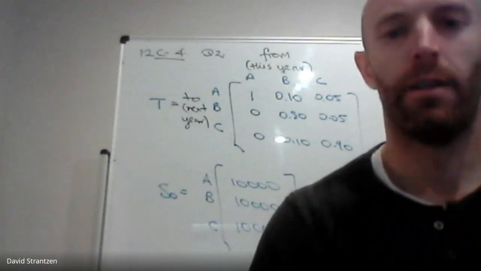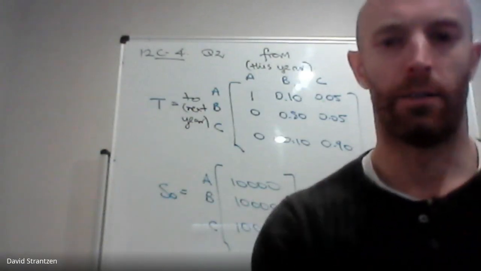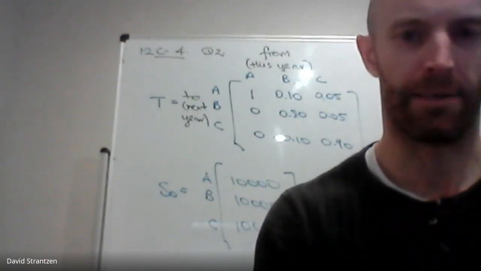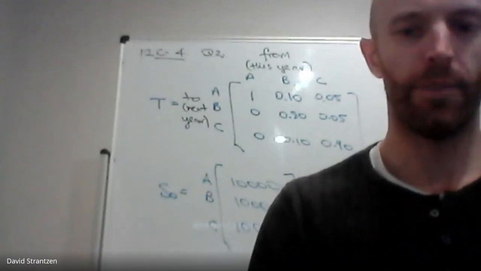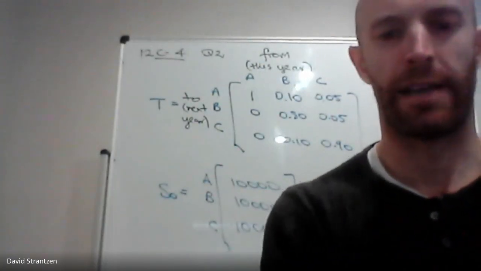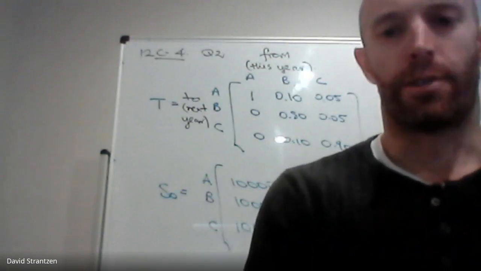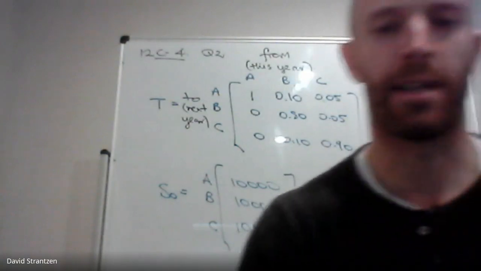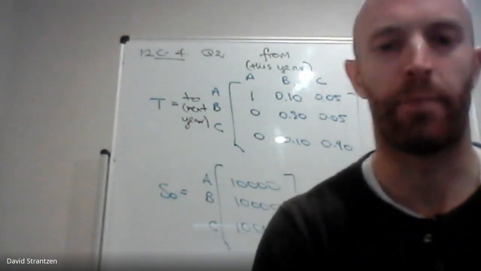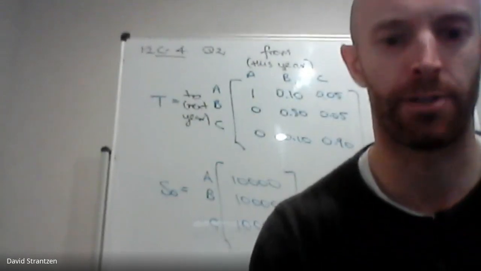Okay, hi everyone. Today we're going to look at the last part of exercise 12C, which follows on from 12C part 3. In 12C part 3, we created recurrence relation models and rules to determine predictions, where things would be located after a certain period of time, using transition matrices and an initial state matrix as well.